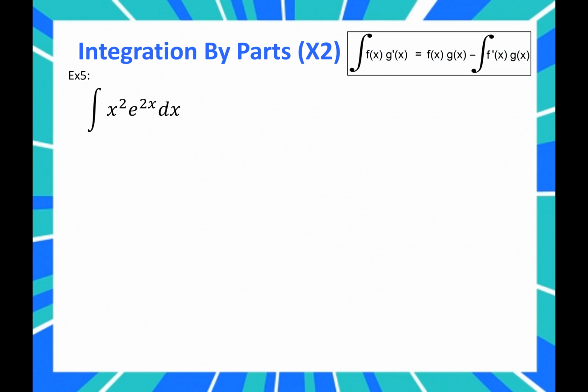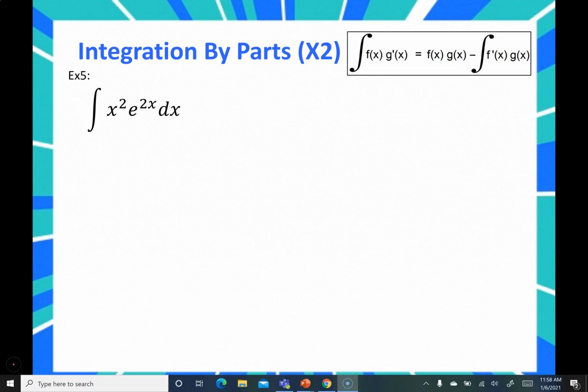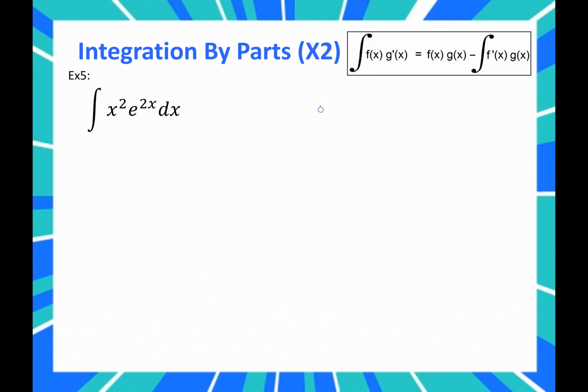All right, here's number 5. Our f of x in this particular problem is going to be equal to x squared. My f prime of x is going to be 2x. My g prime of x is going to be equal to e to the 2x. Now, integrating that to go up here, I'm going to actually have 1/2 e to the 2x.